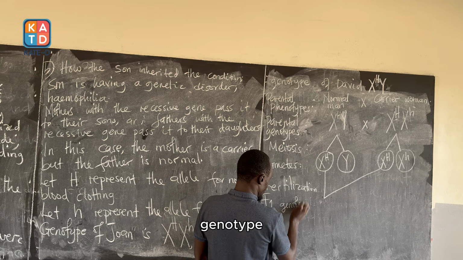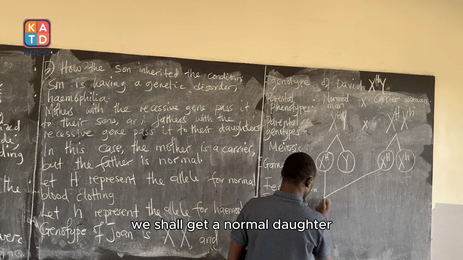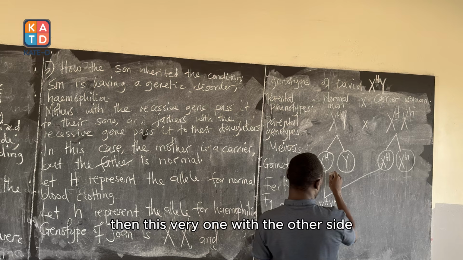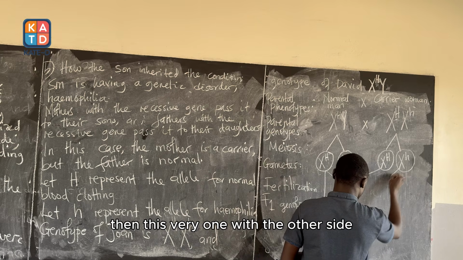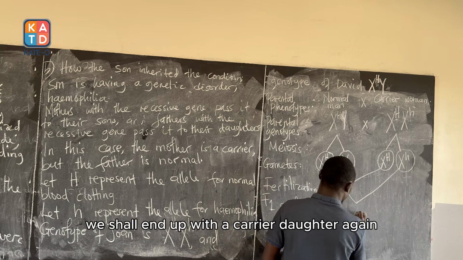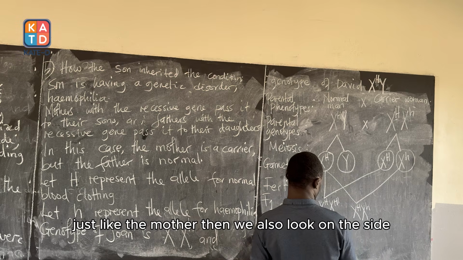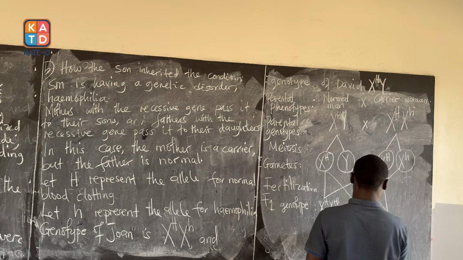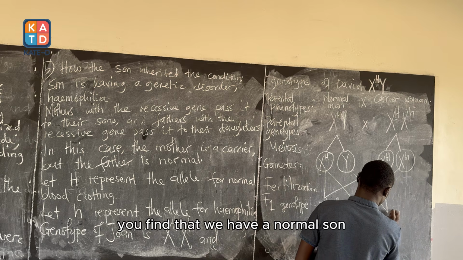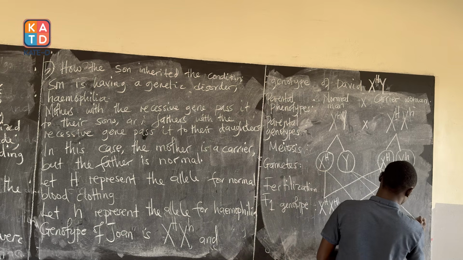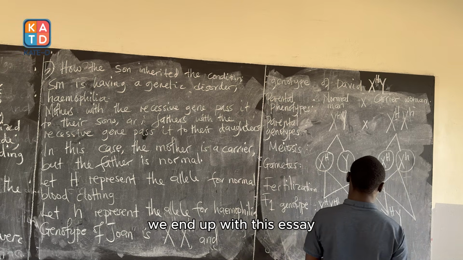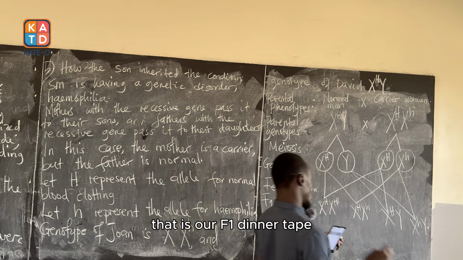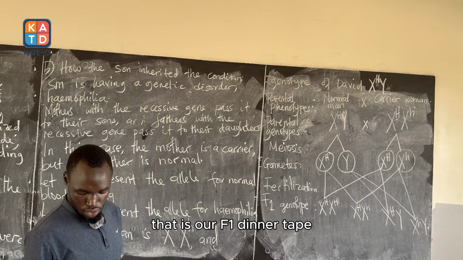F1 genotype. And we shall have this. With this, we shall get a normal daughter who is not even a carrier. Then this very one, with the other side, we shall end up with a carrier daughter again, just like the mother. Then we also look on the side. You find that we have a normal son, and then we end up with this other side. We get a son who is hemophilic. That is our F1 genotype.